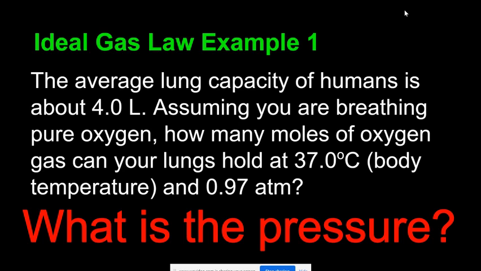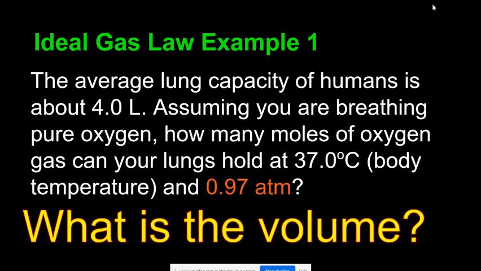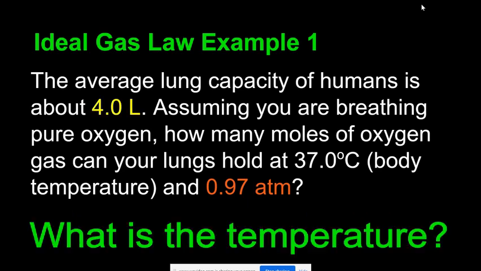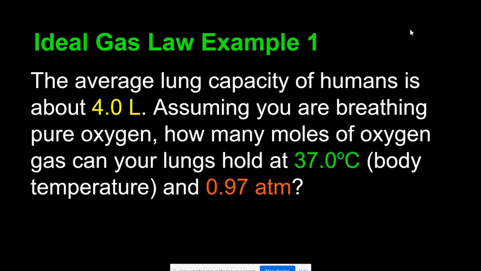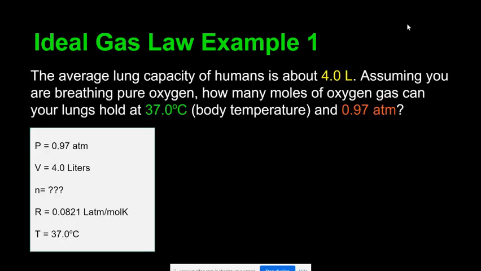So the first thing I'd like for you to tell me is, what is the pressure? The pressure is 0.97 ATM. Next variable we need to identify. What is the volume? It is 4.0 liters. And finally, what is the temperature? 37.0 degrees Celsius.